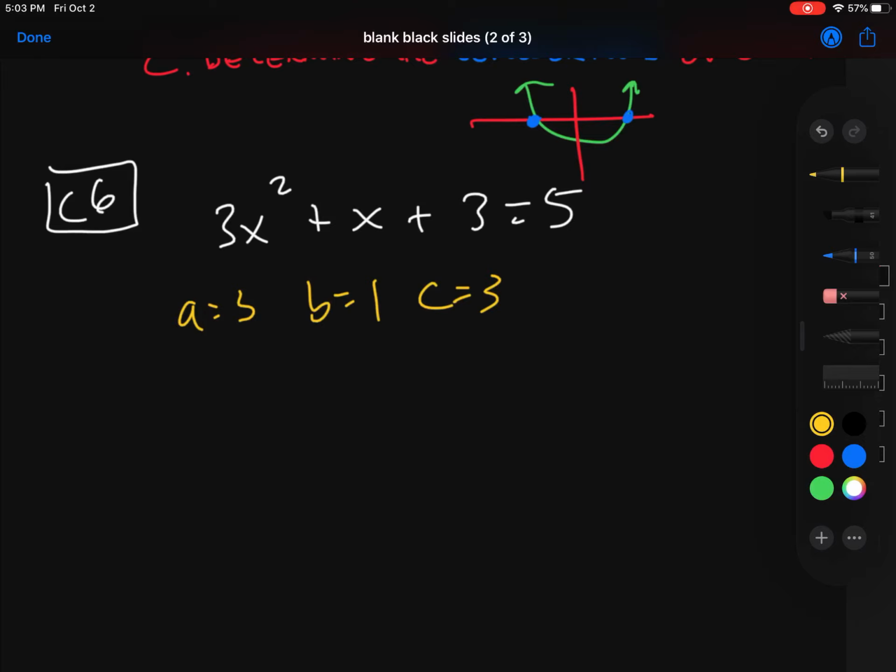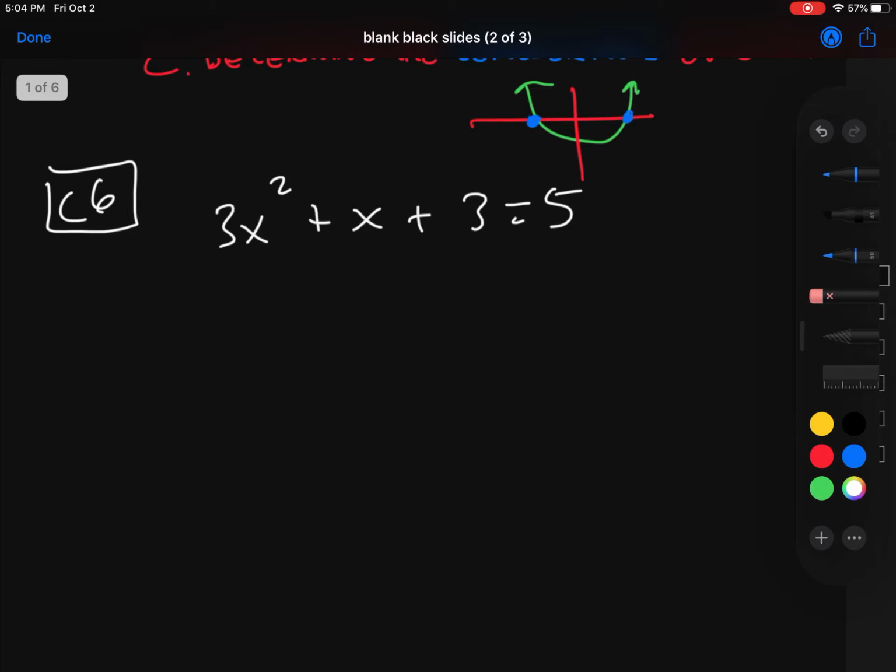Okay, question. Is A equal to 3, B equal to 1, and C equal to 3? Go ahead and make a decision. And the answer is no. Why is it no? This has to be equal to 0 in order to find the A, B, and C. So these are actually wrong.